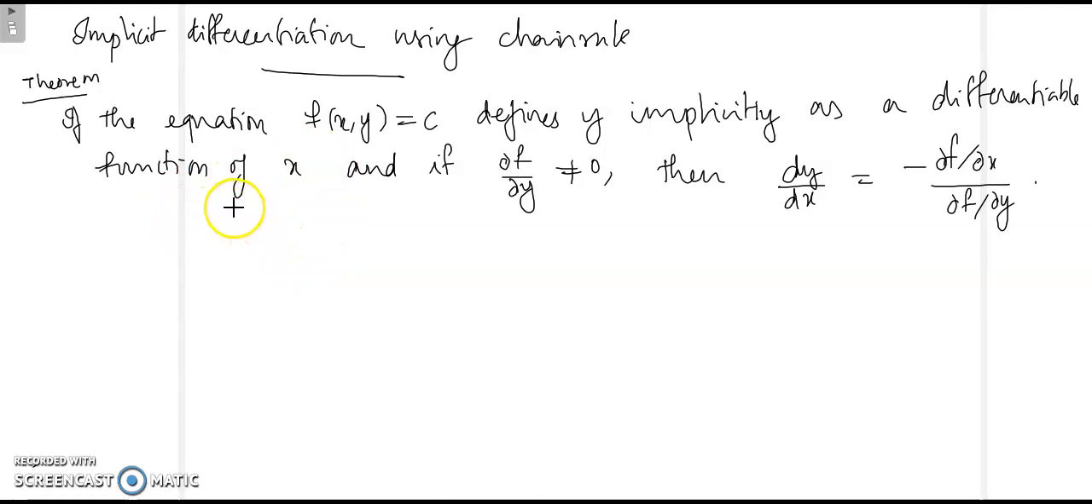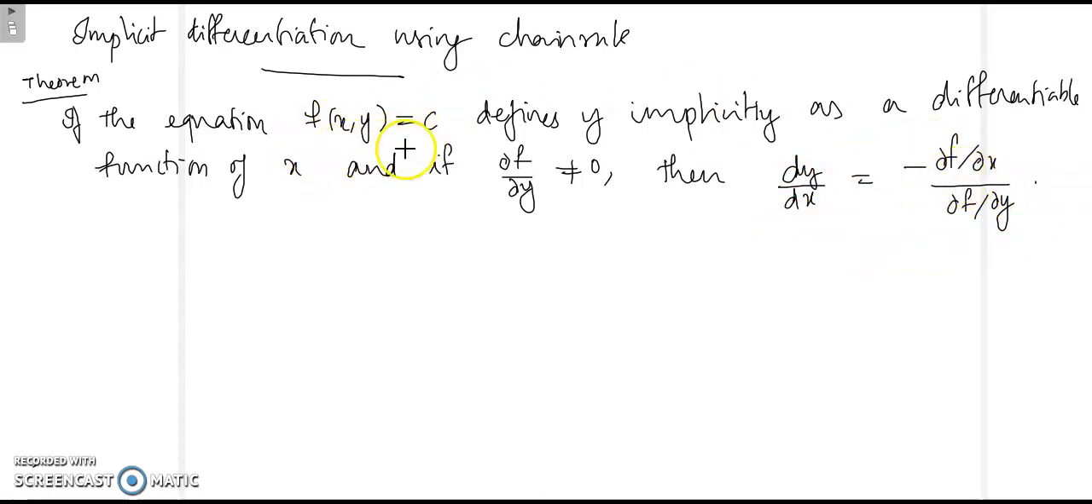So if the equation f of xy equal to c defines y implicitly as a differentiable function of x, and if dou f by dou y is not equal to 0, then dy by dx will be equal to minus dou f by dou x by dou f by dou y. So this is the first implicit differentiation using chain rule.